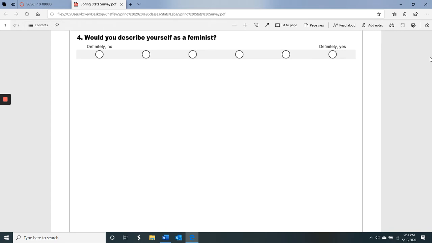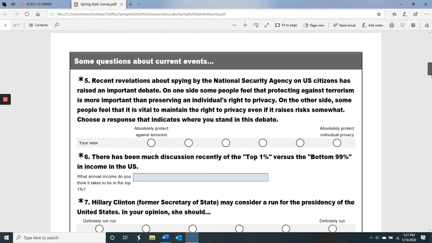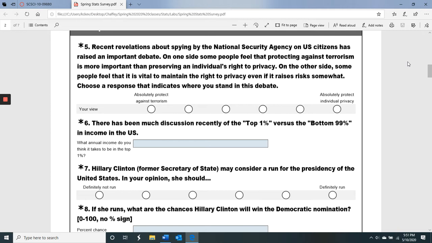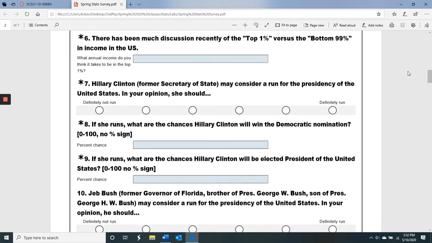Number 4, so we have definitely no, definitely yes, and we have a Likert scale. So this is interval. You're more or less thinking that you're a feminist. And we're going to say this approximates equal intervals. Number 5, here we have more or less, protect against terrorism to privacy. So this might not be the most ideal interval level scale, but this is an interval level scale. We're just going to say that there's gradients here about balancing these two things. So this is interval.